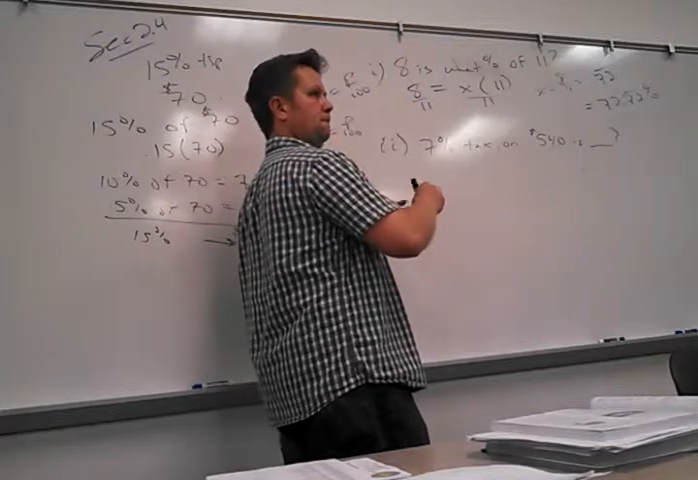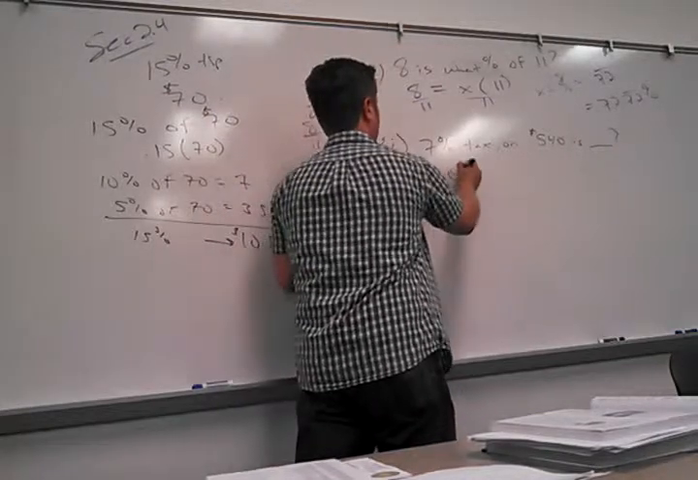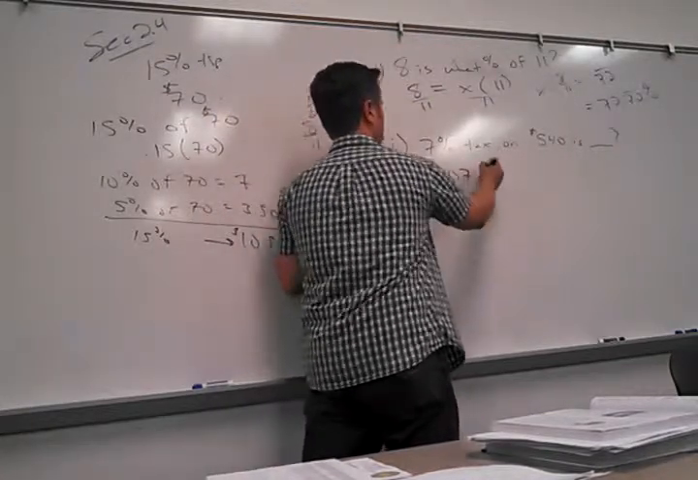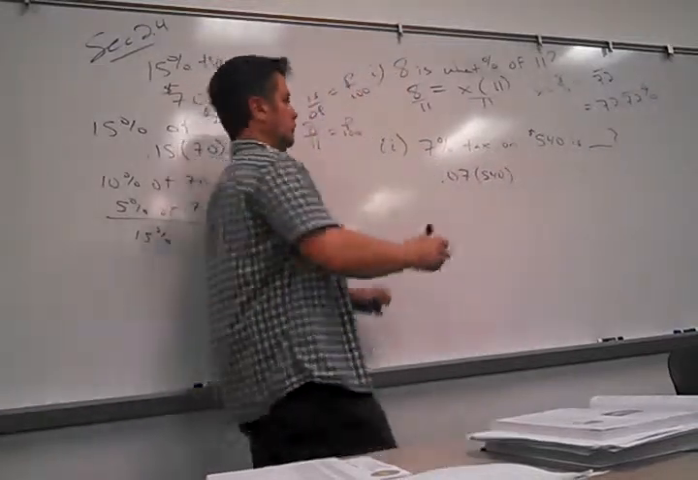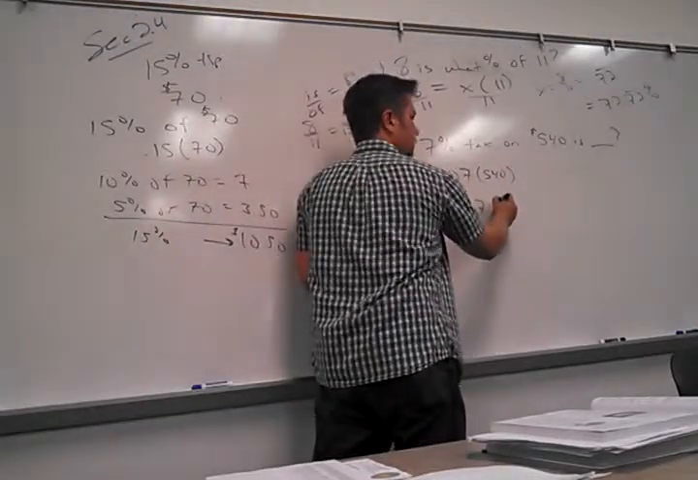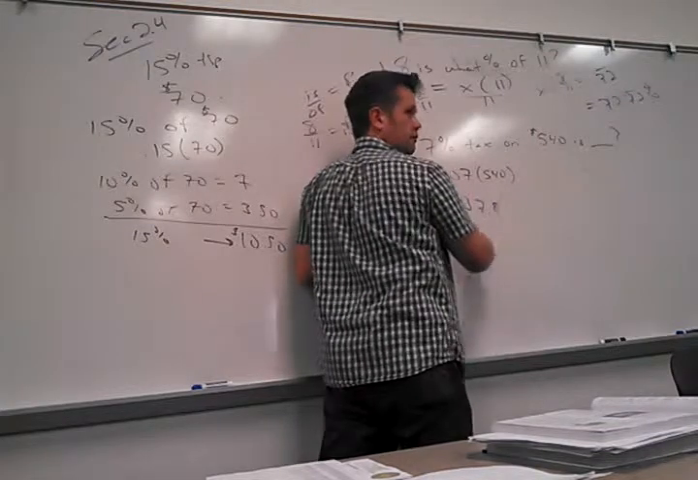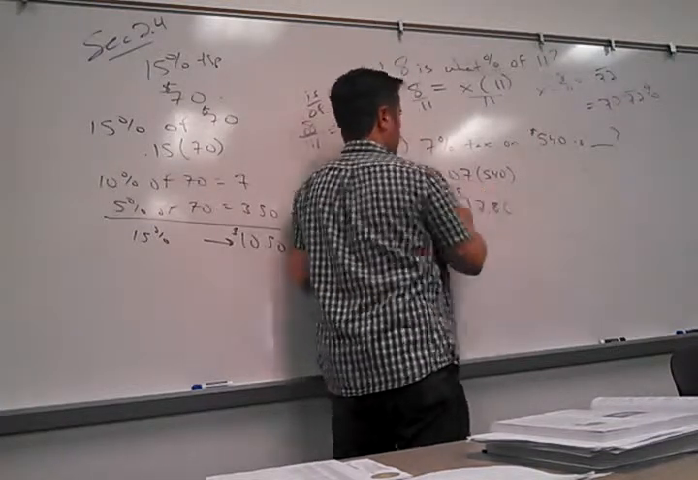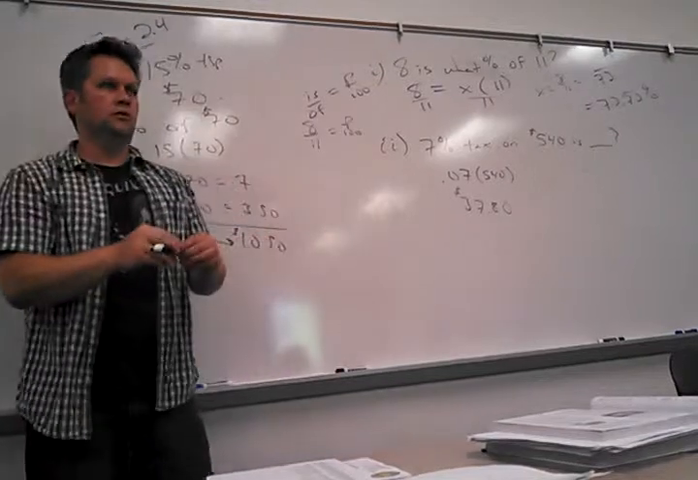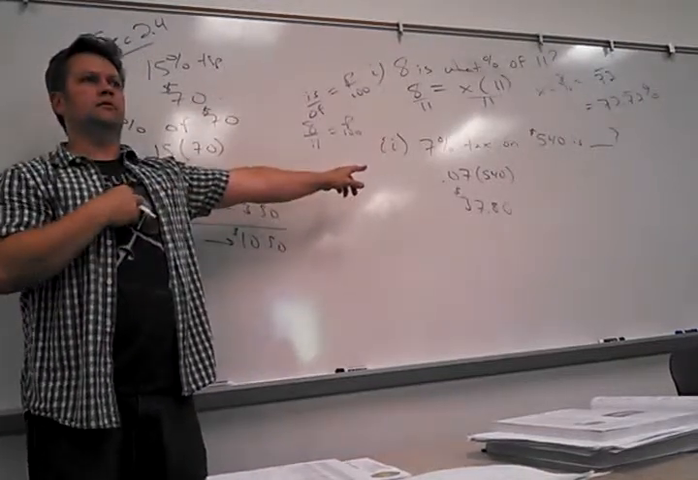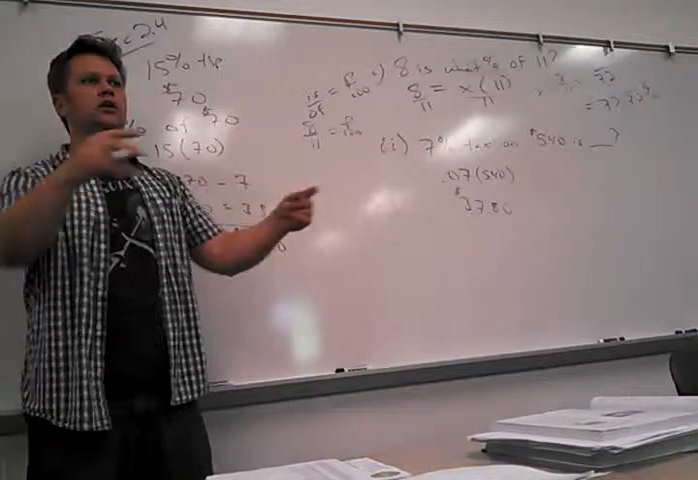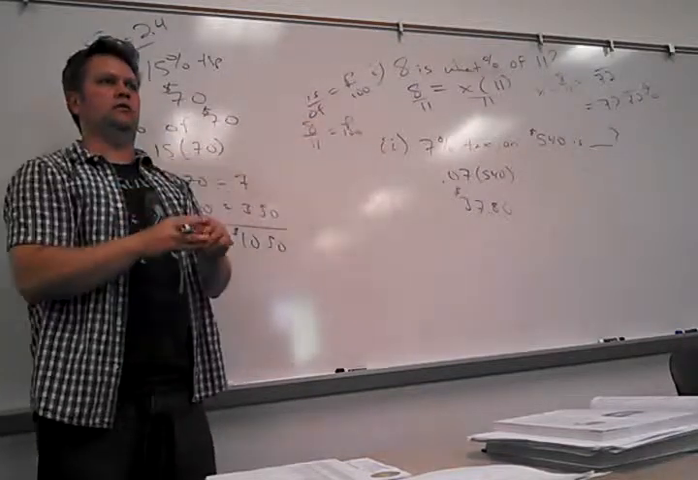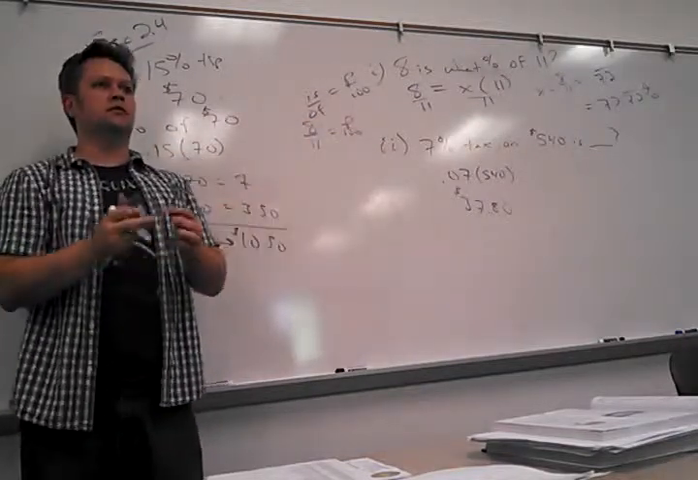What about the second guy? How do you do that? Yeah, this is 0.07. Good. Times 540. 37. 3780. So that's the tax. Now, if I ask for like a part B, what total amount would you have to pay for this thing? Then you add it to the 540. I like it. But here I just asked for the tax. Yeah.